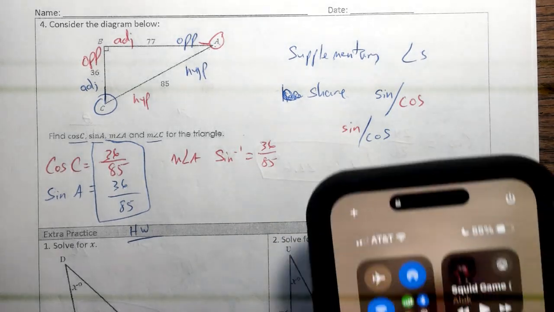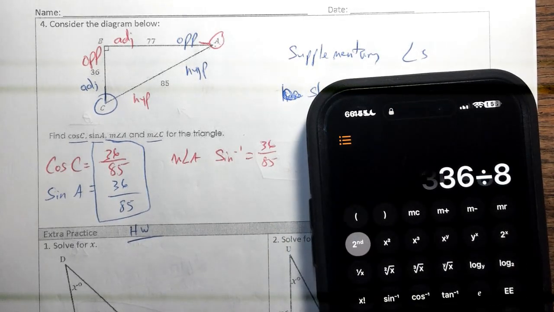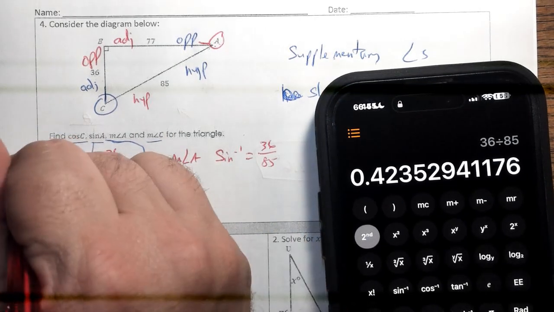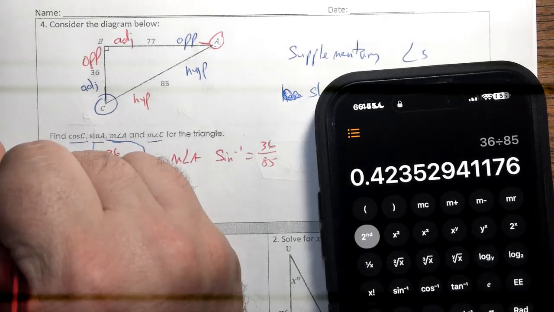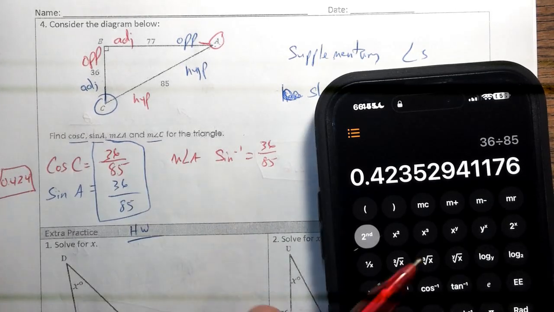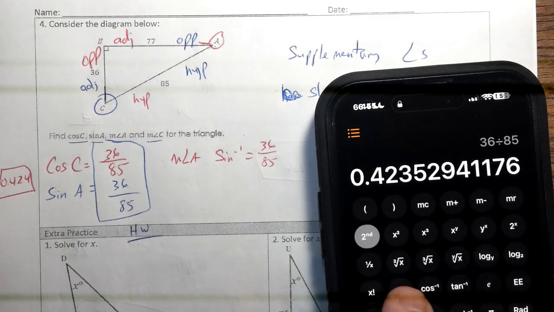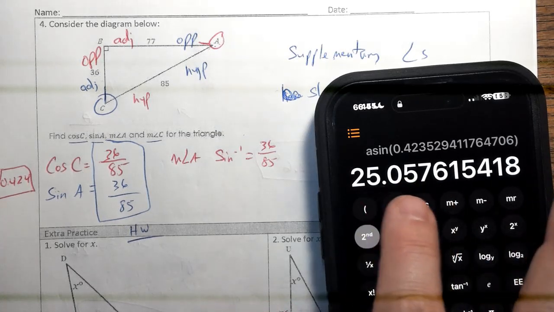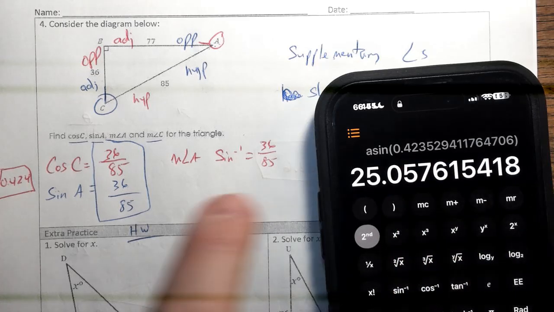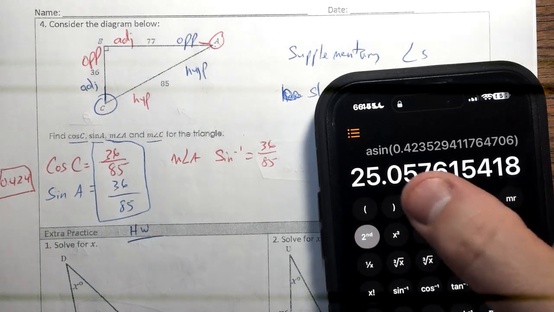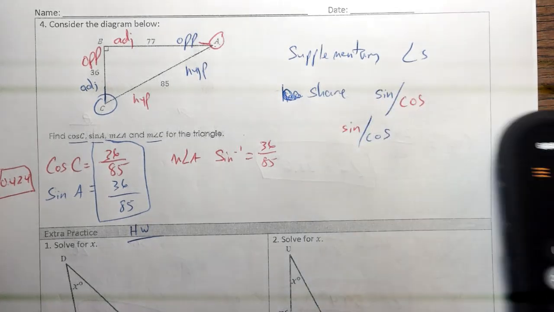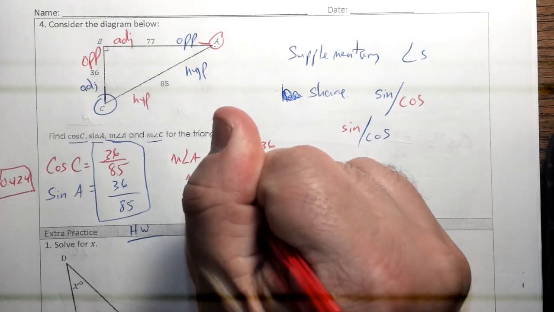So hold on. 36 divided by 85 equals, so that's that number. I'm just going to write it over here, 0.424 because we're going to round right here. All right, so now we want to find the inverse sine for that, which is 25.05. And I know we would normally round, but I know what's going to happen. These angles are supplementary, so we're not going to round. We're just going to call it 25 degrees, okay? Trust me. So the measure of angle A is 25 degrees.